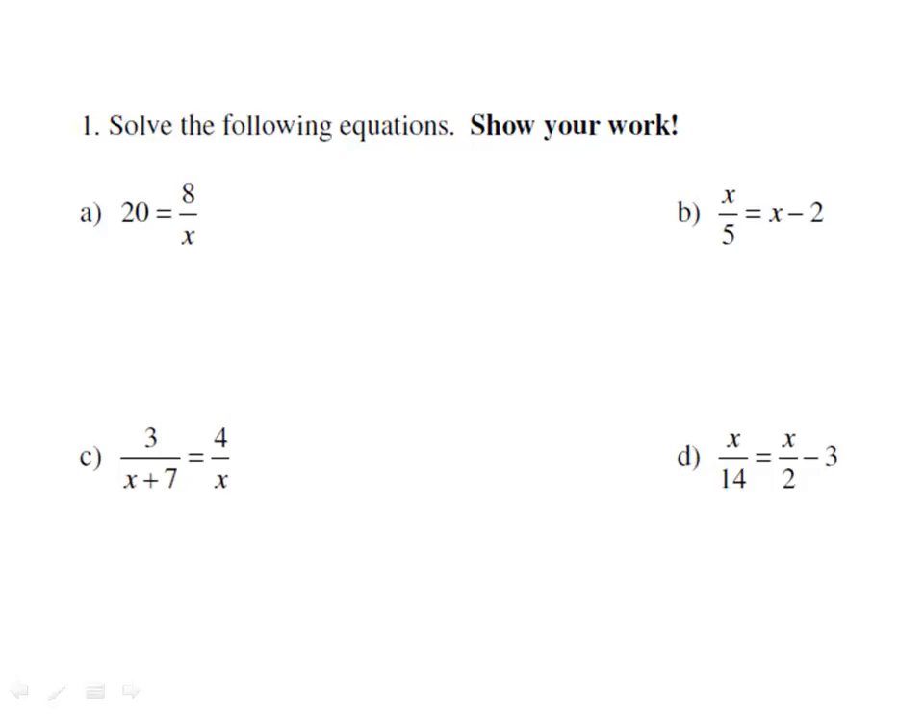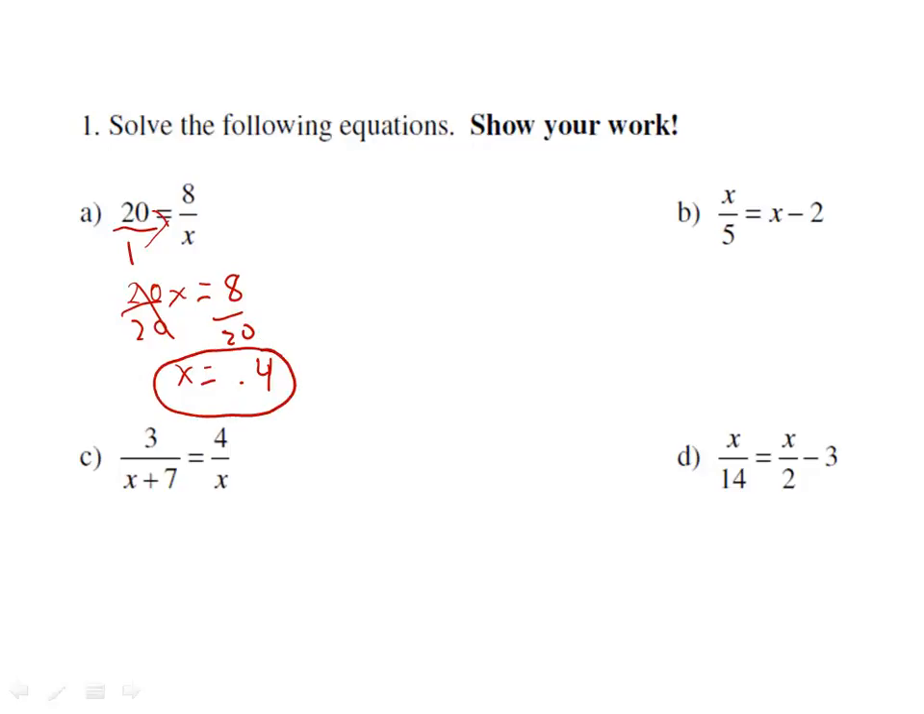Alright, you'll see that these first three can be solved as proportions, so I can just put a 1 underneath that, cross multiply. You have 20x equals 8. 1 times 8 is 8. Divide by 20 on both sides and you find that x equals 2/5 or 0.4 if you prefer the decimal.